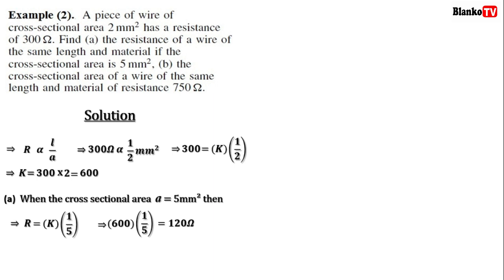That is when the cross-sectional area is 5 millimeter squared. I hope you're following it. So let's move on to B. B says we should find the cross-sectional area of a piece of wire of the same length and material when the resistance is 750 ohms.